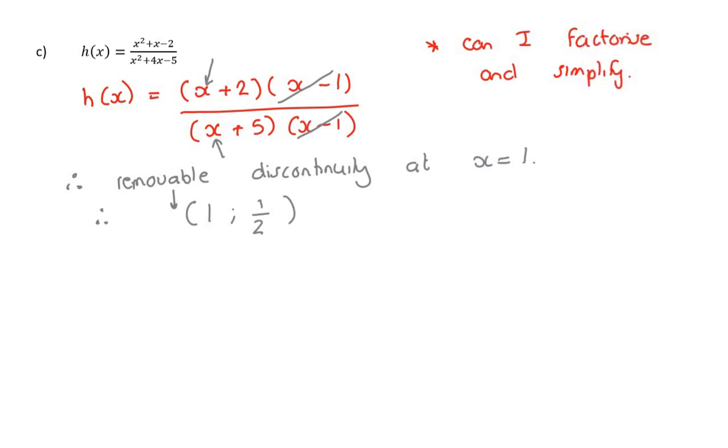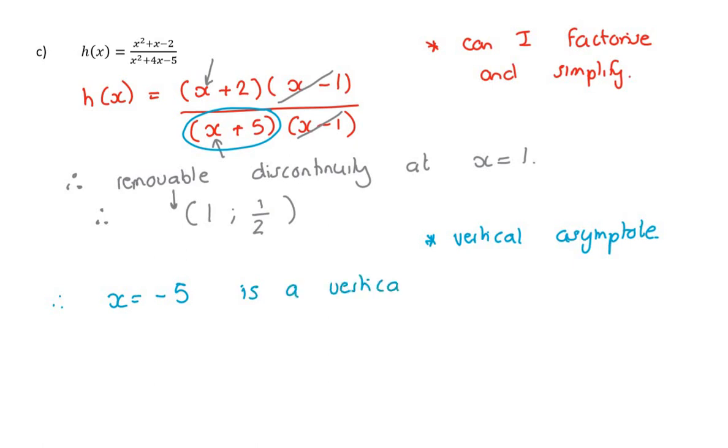Okay, next thing is, are there any vertical asymptotes? Well, x minus 1 is no longer a problem in the denominator, but there is still a problem in the denominator, and that is x plus 5. So my vertical asymptote, singular, will be at x is equal to negative 5. Don't forget, when you write this in an exam, you must tell me what asymptote that is. So far we have a removable discontinuity and a vertical asymptote.